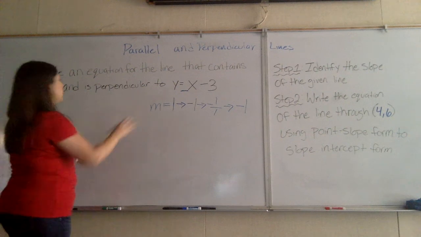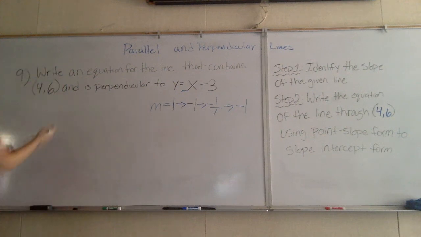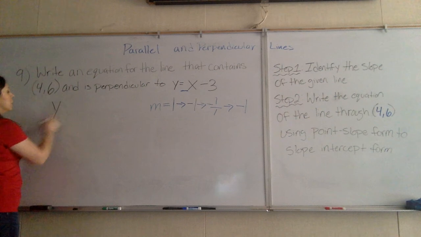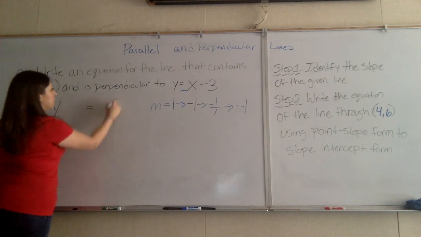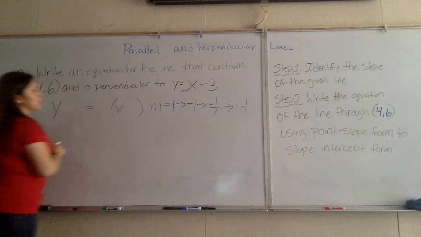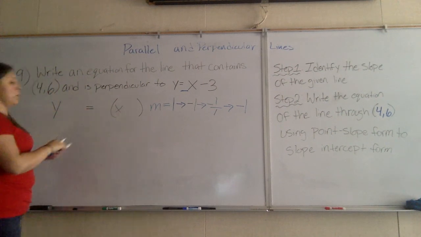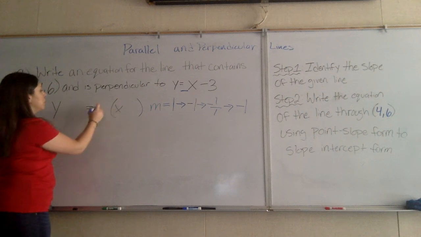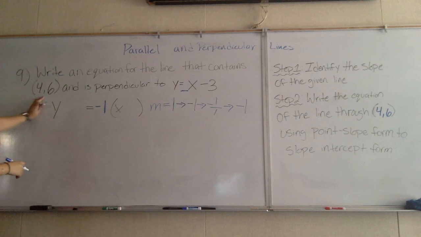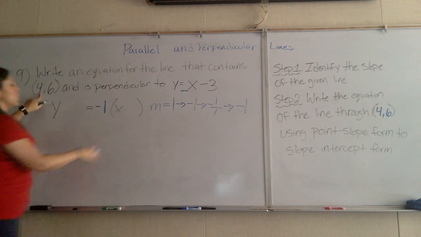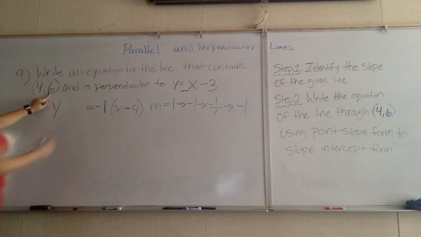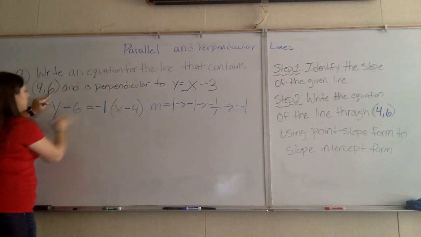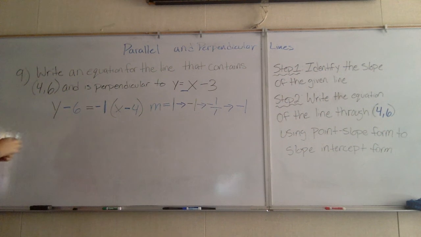So I'll take my negative 1, I'll take my point, and I'll plug it into my point slope form. The things that never change are my y, my equal sign, my x in the front with the parentheses at the back. So I know my slope is negative 1. I look at my point. I have a positive 4, so when I plug it in, it'll be a negative 4. I have a positive 6, so I know I'm going to have a negative 6. So that is step 2.